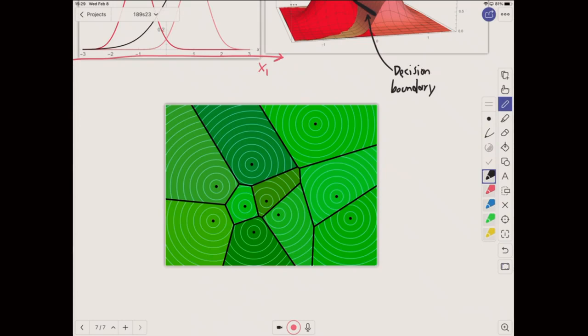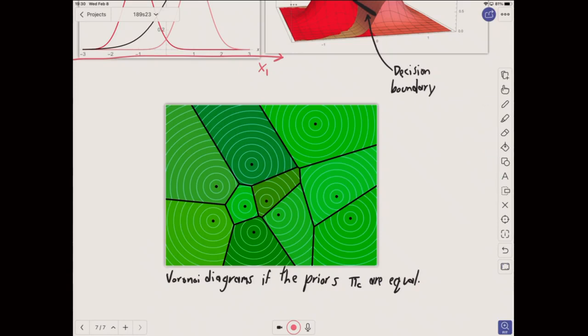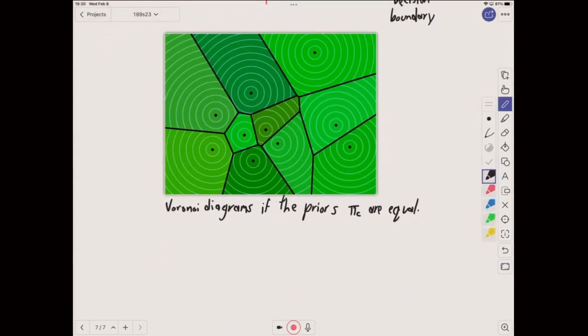Oh, I should say that this Voronoi diagram not only assumes that you're doing LDA, it also assumes that all the priors are equal for all the different classes. In that case, it's a true Voronoi diagram.